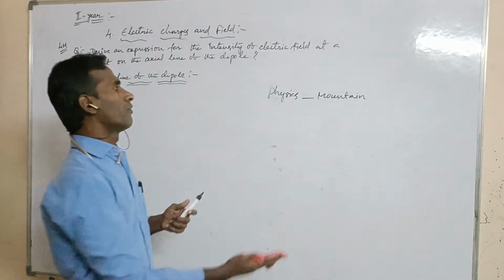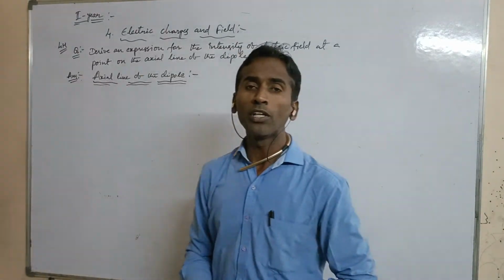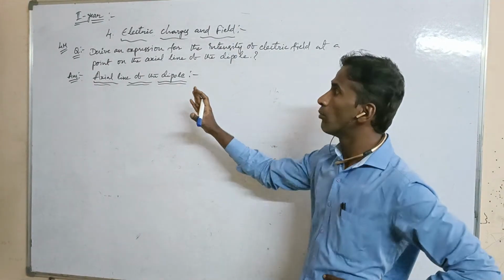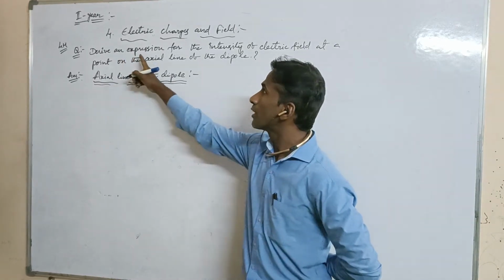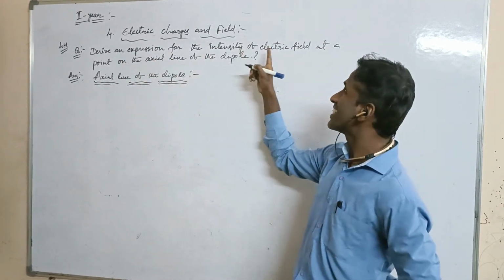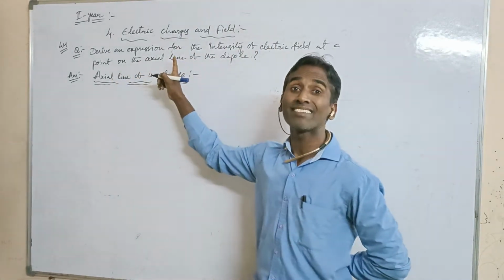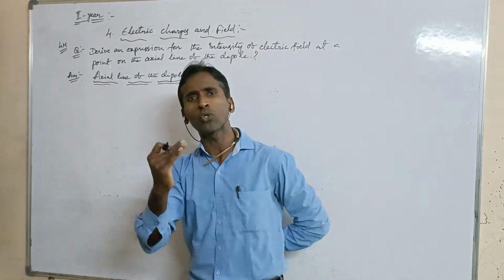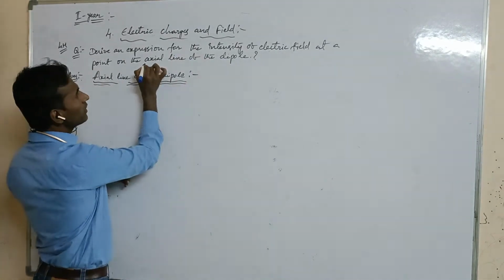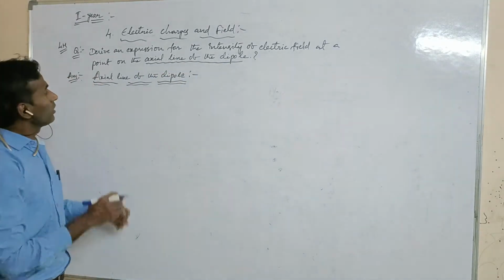Now see here, for the remaining questions of the fourth chapter, we have a most important question. Derive an expression for the intensity of electric field at a point on the axial line of the dipole. So how can we find this? This question can be asked directly, on the axial line of the dipole. So that is what we are writing here.